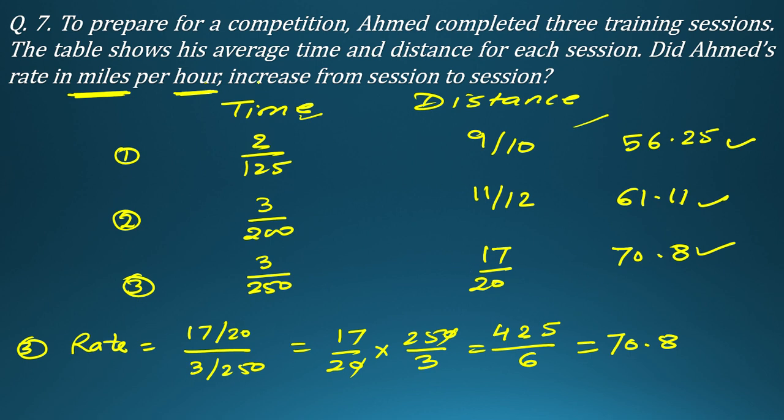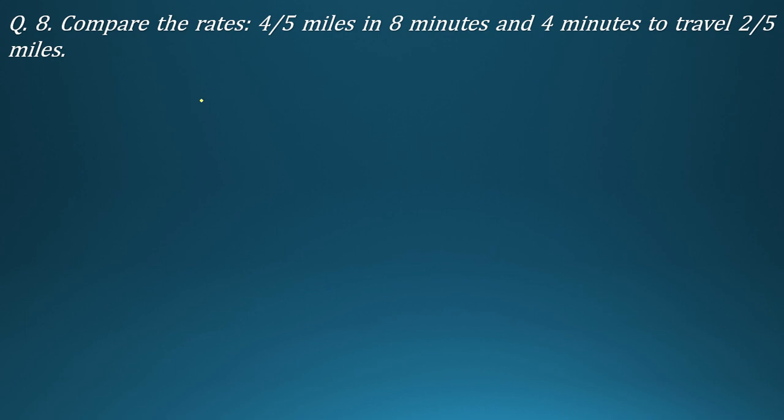So what result are we getting here? Ahmed's rate of practice is increasing from session to session. Now another question can be, compare the rates. We have these two statements and we have to compare them, meaning which one is bigger, which one is smaller, or whether both are equal. For the first, I am taking this as first and this as second: 4 by 5 miles in 8 minutes. Miles per hour we can find, no problem. Miles per minute you can also find, it's okay for you.